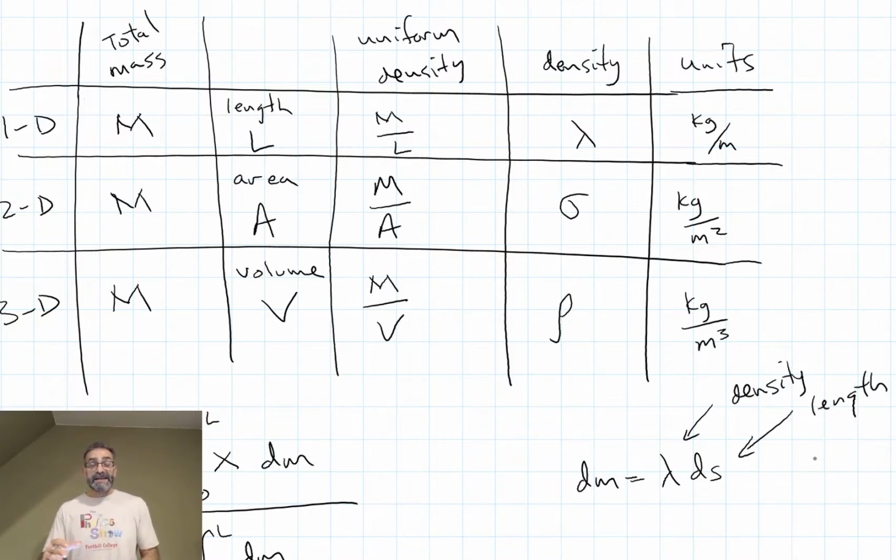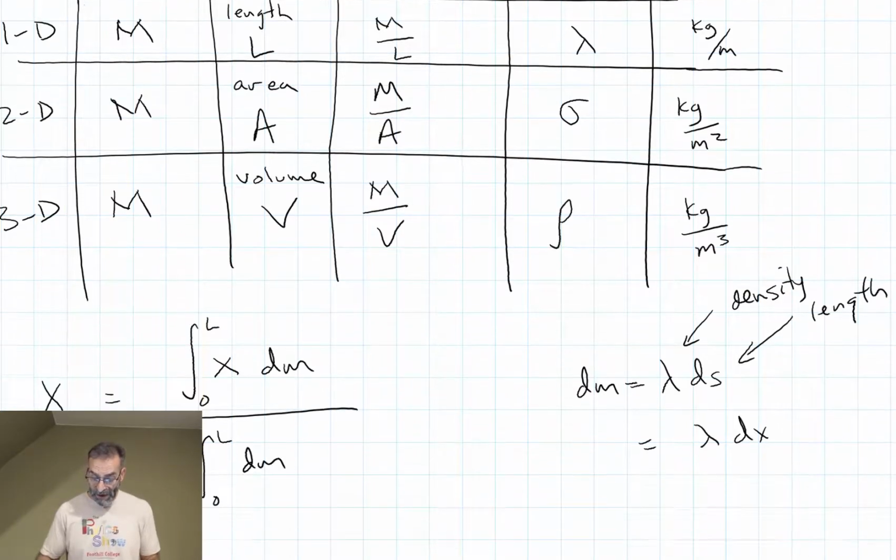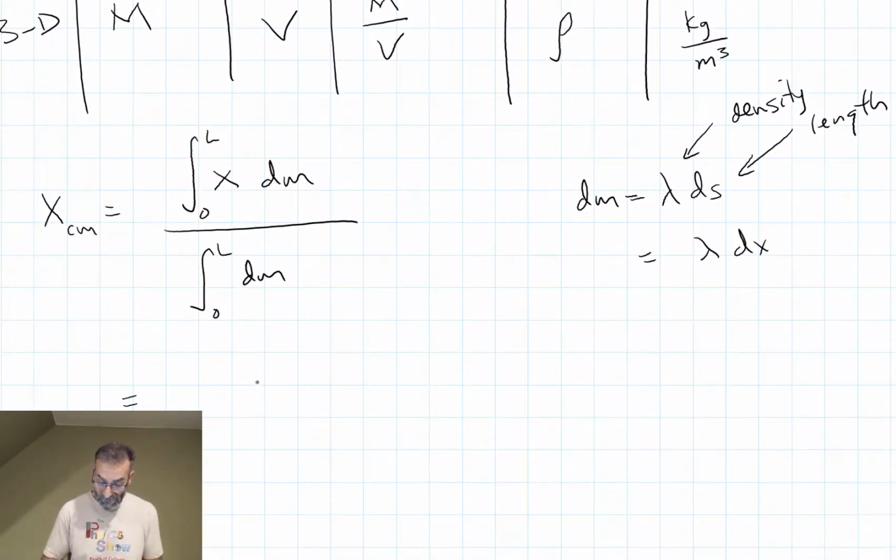Now, if my rod is a one-dimensional object along the x-axis, ds is just dx. If I had a curved rod, ds could be an arc length. That's why I put ds. It's a little more general. But in this case, I have a straight rod lying on the x-axis. Just use dx in this case. Now I can take this and plug it in for dm in my equation here.